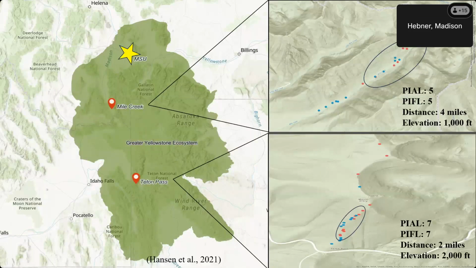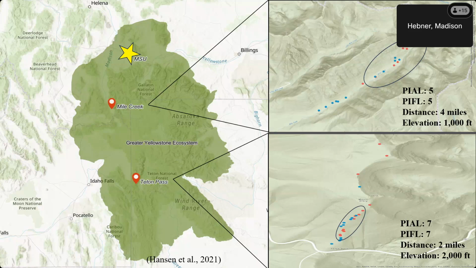So our 2 sites were Mile Creek and Teton Pass. We chose these 2 sites because they had overlapping whitebark pine and limber pine, and additionally due to just access from Montana State University, because we wanted to visit these sites several times. And the last determining factor was acquiring permits. With the recent listing of whitebark pine as threatened under the Endangered Species Act, it, as you can imagine, increased difficulty getting permits to collect samples in whitebark pine.